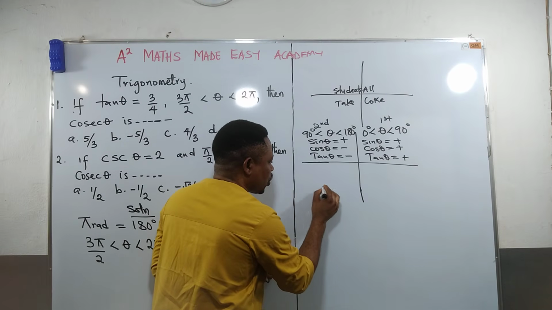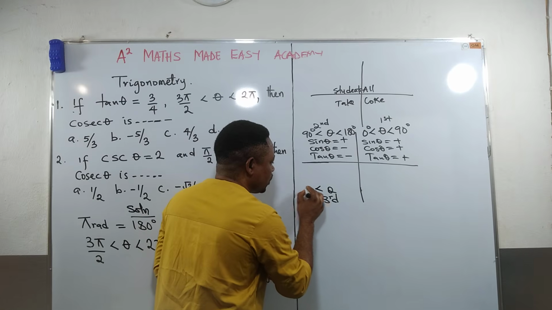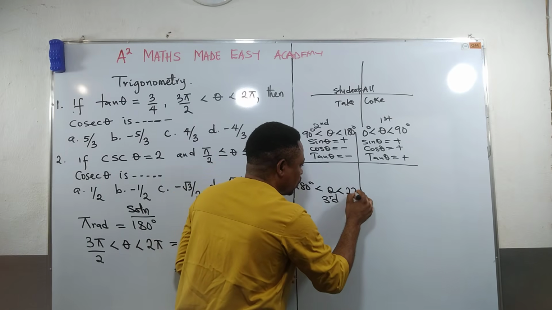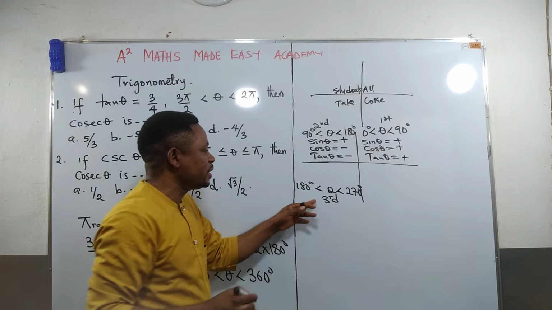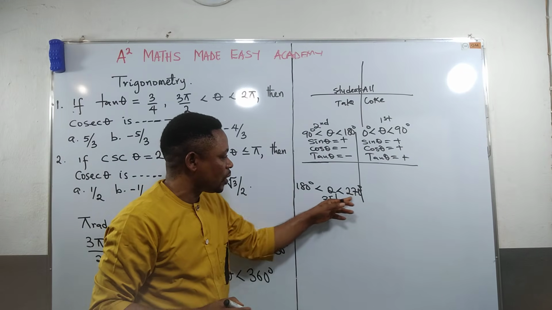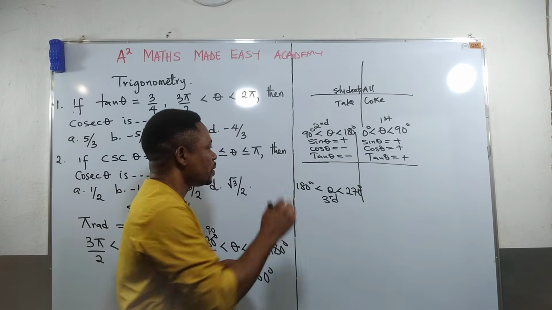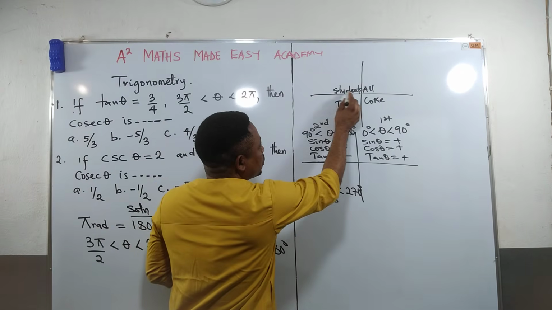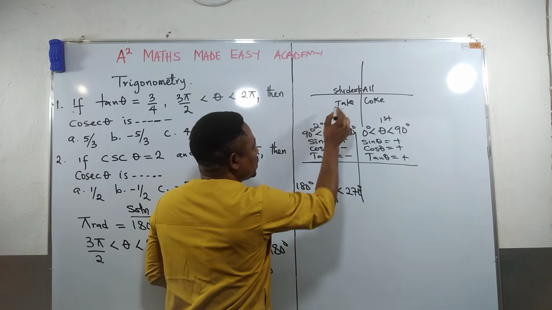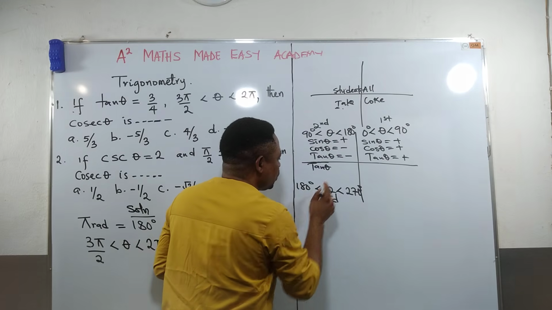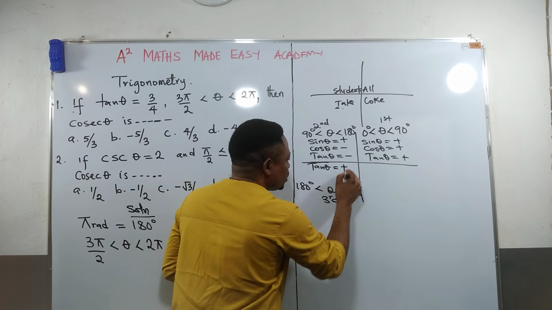And what happens to the third quadrant? Theta is greater than 180 degrees but less than 270 degrees. So anytime we encounter this particular angle, we conclude that it is under the third quadrant. Now what does it mean? Look at it: All Students Take Coke. That letter T means tan theta. So it is only tan theta that is positive in the third quadrant.